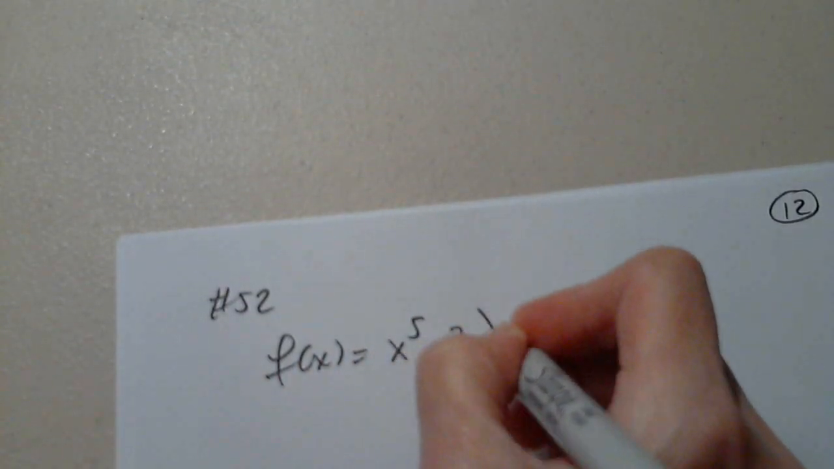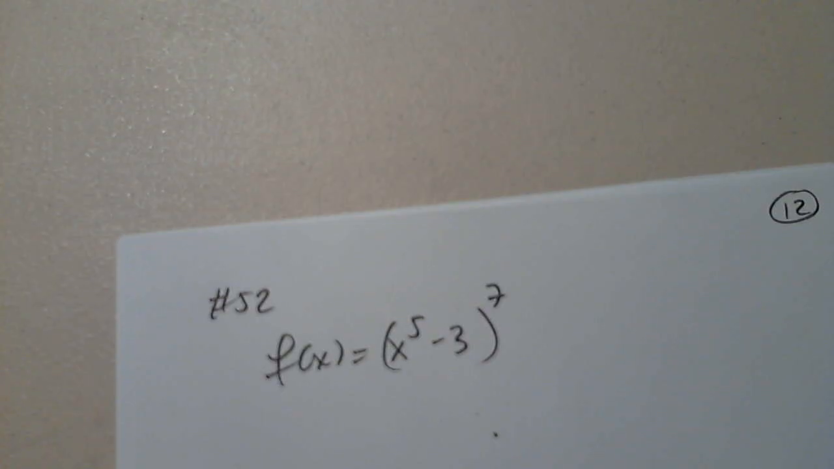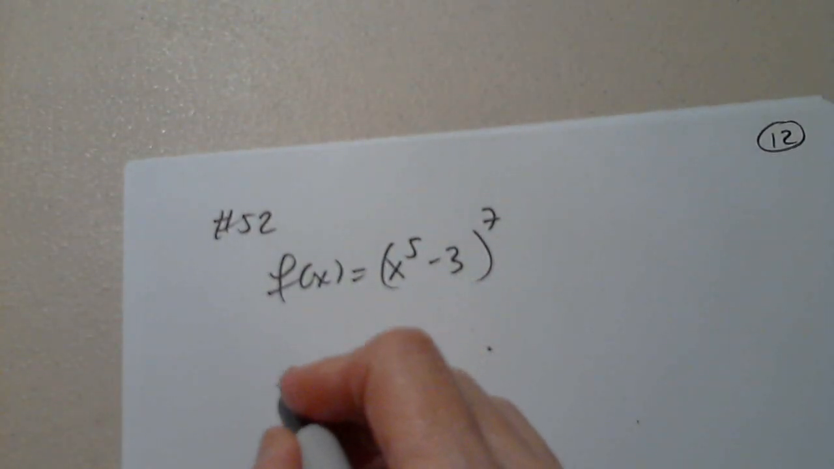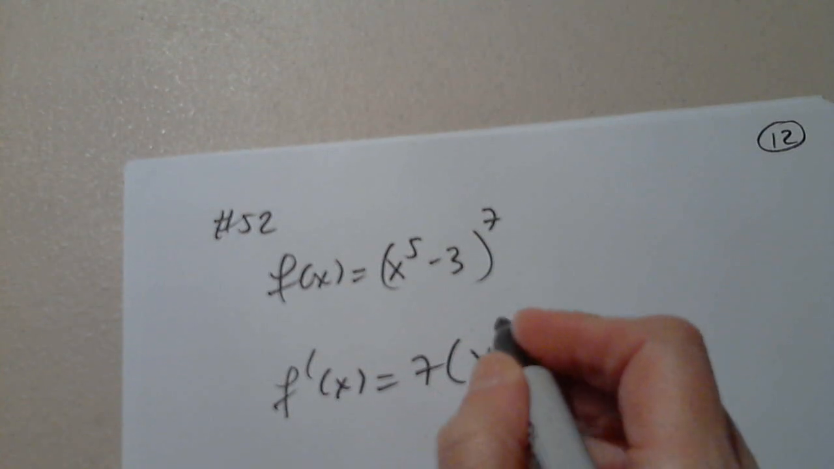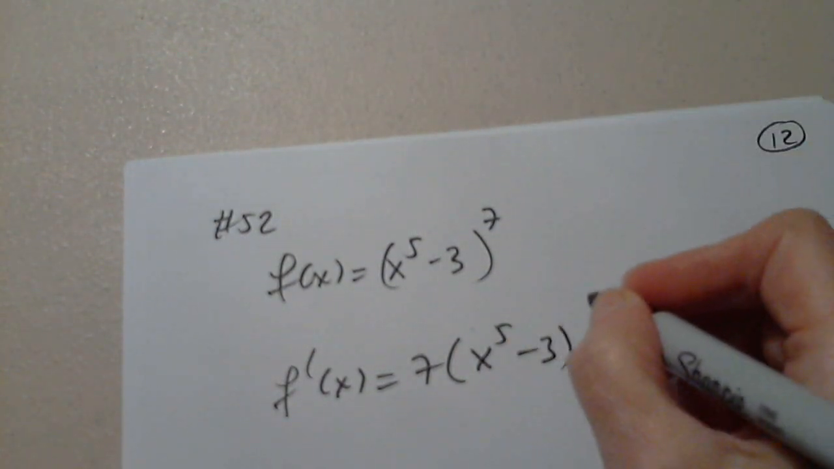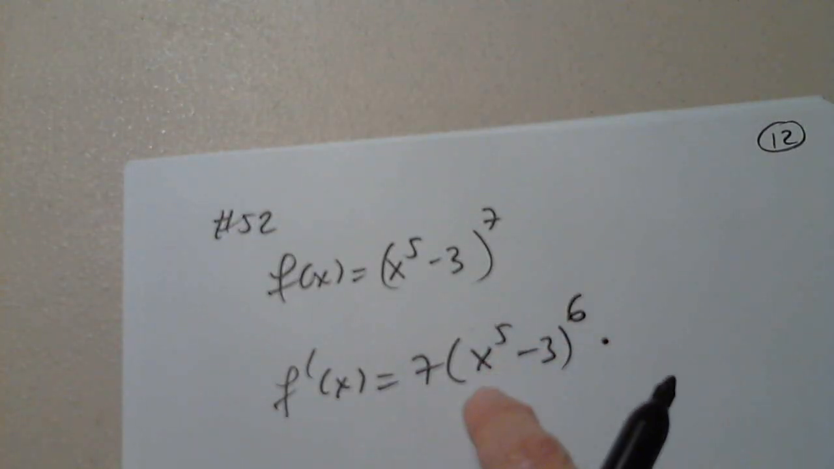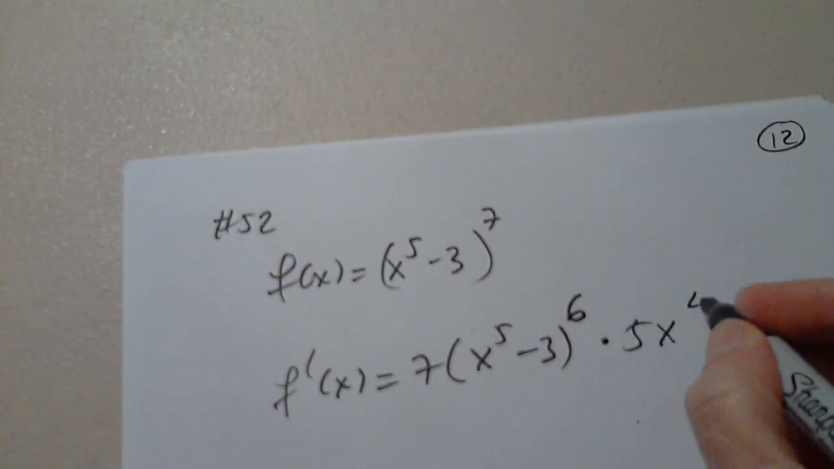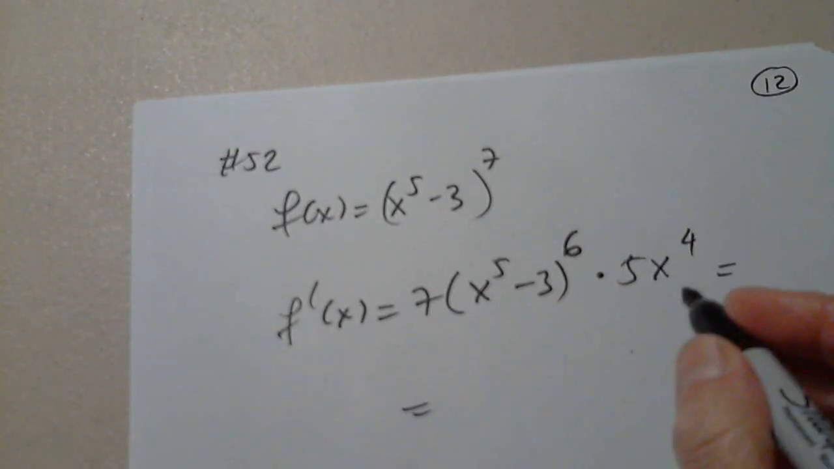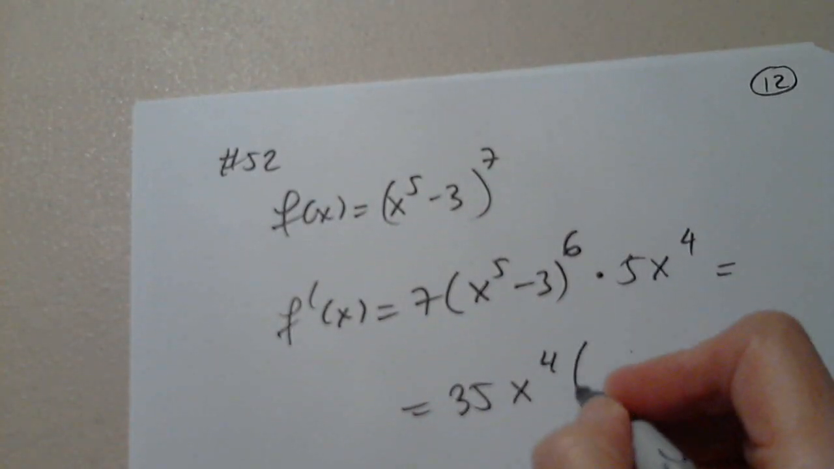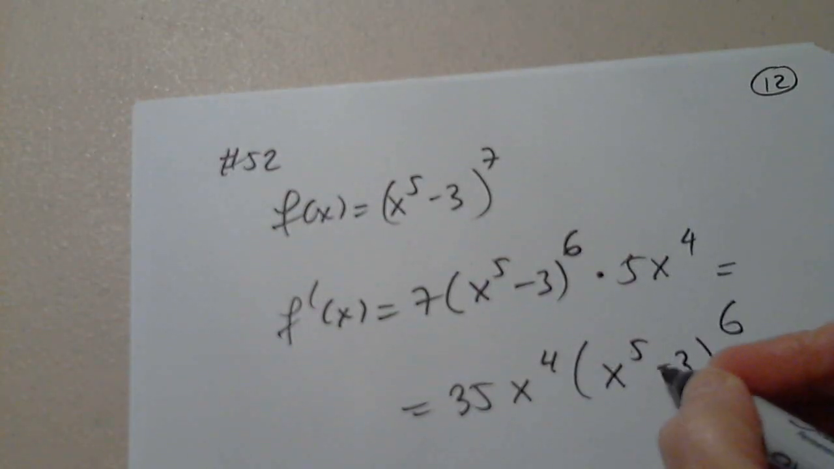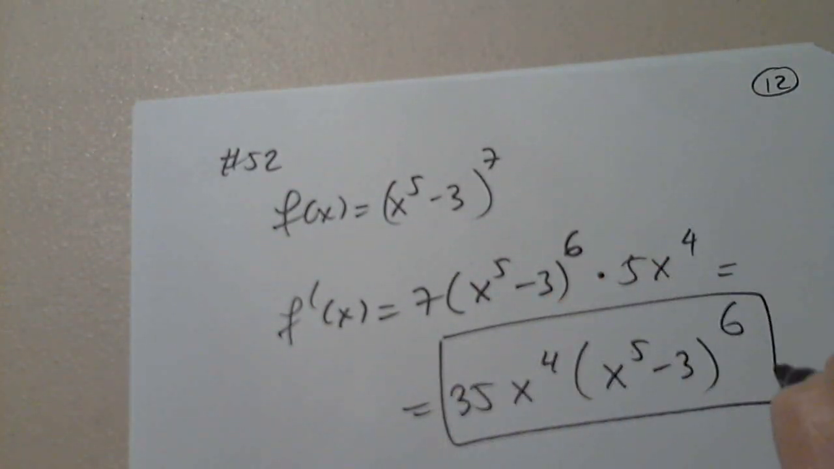52, f of x equals x to the fifth minus 3, everything to power 7. Good. So f prime of x equals 7, x to the fifth minus 3, 7 minus 1, times the inner function prime, 5x to the fourth. Put this in front, 35, x to the fourth, x to the fifth minus 3 to the sixth power. And that's final. Any questions?